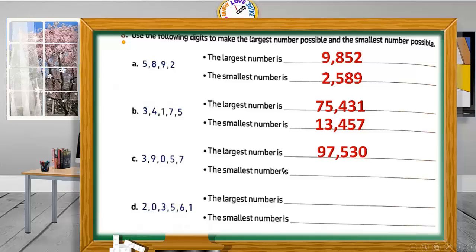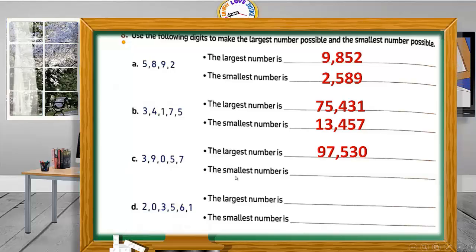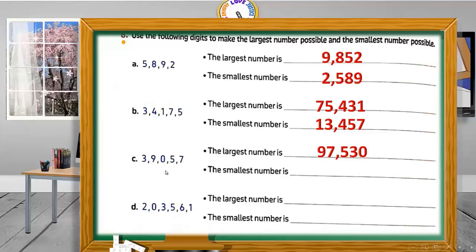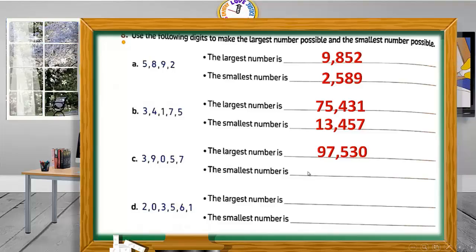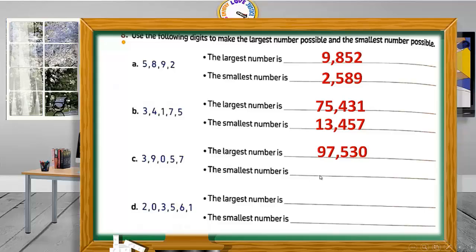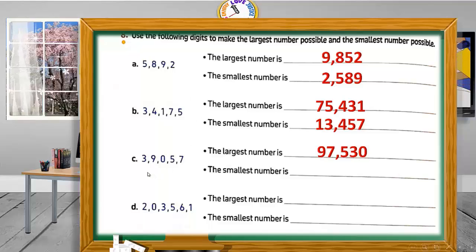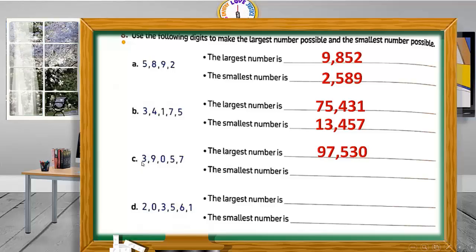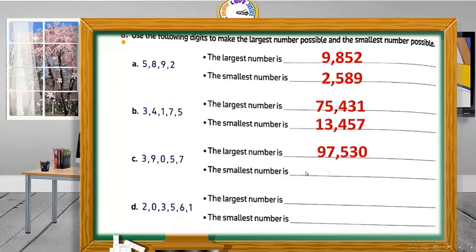97,530. But if you have 0 in your digits and you want to write the smallest number, you shouldn't put 0 in the first place, all the time. Okay, don't put 0 in the first. I know 0 is the smallest digit, but we can't put 0 here, in the highest place. In the highest place, you should put any number instead of 0. 0 goes after the highest place. Okay, so we will search for the smallest digit. Smallest digit here is 3. After 3, you can put 0.